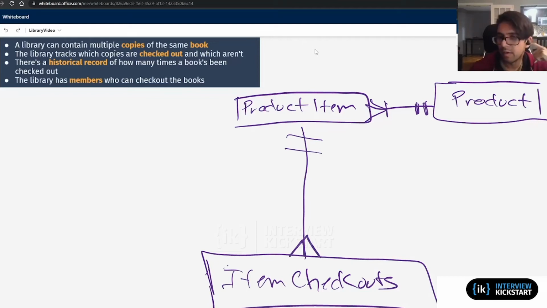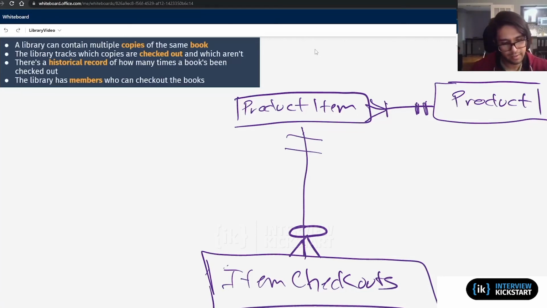Now what's the lower bound? You could end up having copies in a library that are never checked out. You could have 10 copies of a book, and let's say it's unpopular, so certain copies are never checked out. So we're going to have that 0 as our lower bound. Okay, keep moving on.